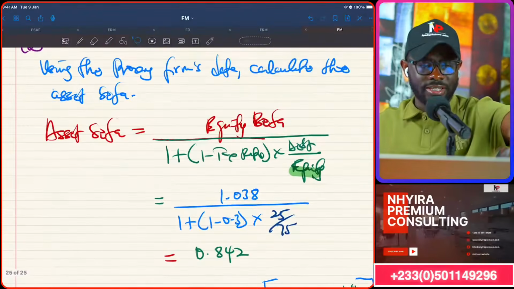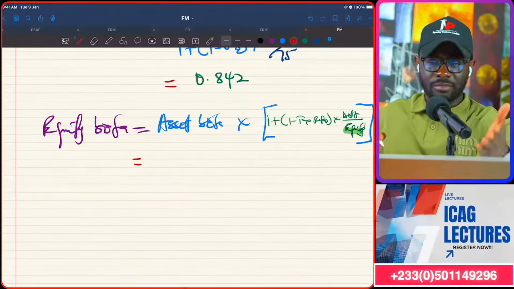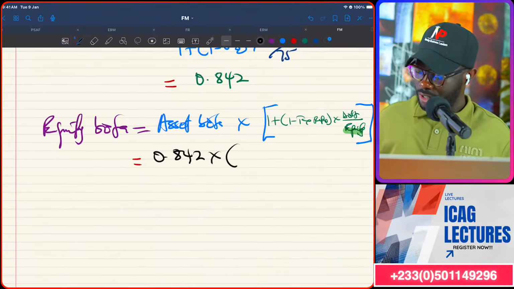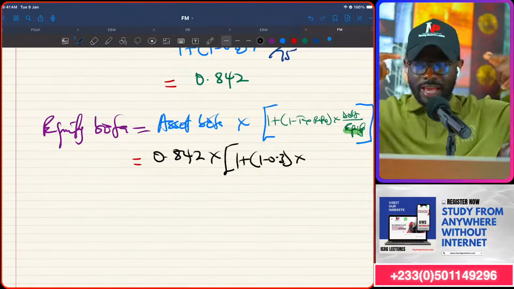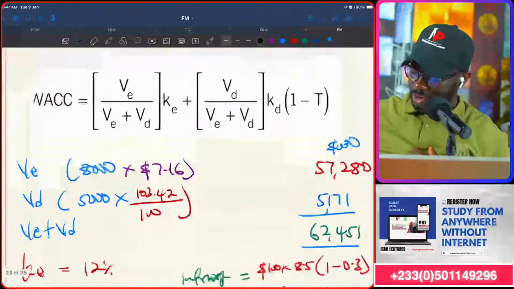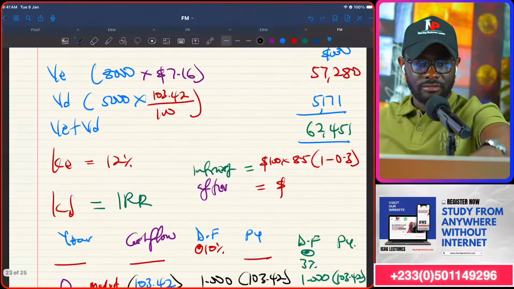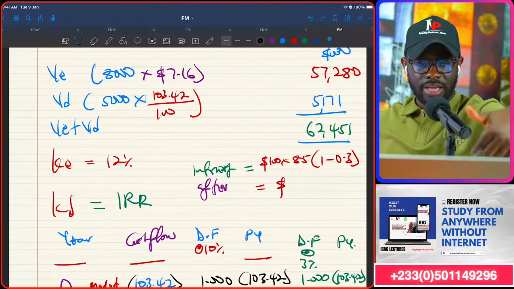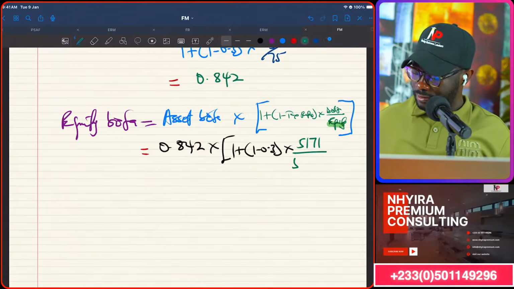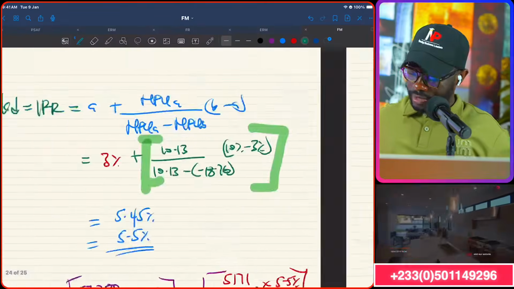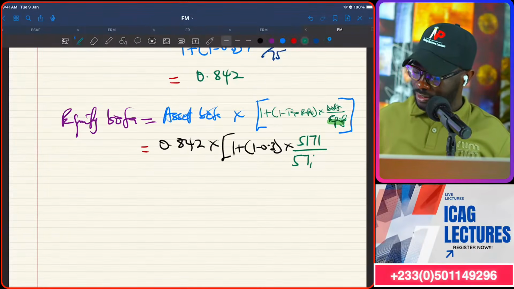So you just do a cross multiplication of the asset beta formula, then you get your thing for the equity beta. So we have the asset beta, which is what we just calculated, 0.842, multiplied by bracket open, 1 plus into bracket 1 minus 0.3, bracket close, times debt over equity. If you remember our workflow here, the debt of our company, CADCO, is 5171, equity is 57280. So 5171 over 52680. Hey, am I right? No, 57280, Nhyira. 57280.